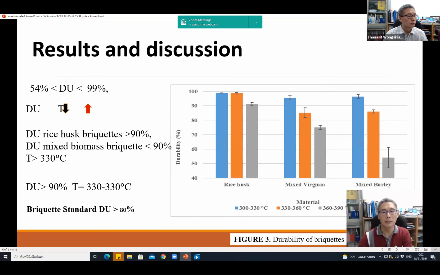When the die temperature was higher than 330 degrees C, the durability of the mixed briquette decreased because the tobacco has lower lignin content, less than 1%, and higher fat and protein than rice husk. At the same time, lignin and starch could form bridges and a film matrix or cause chemical reactions to form a solid interparticle bond, resulting in high durability.